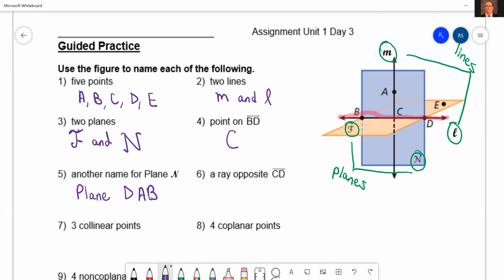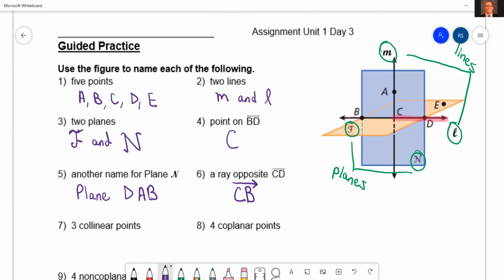Okay, so six, a ray opposite of CD. So let's figure out where CD is. CD is this one. We want to go the opposite direction, which means we've got to start at C. But to go the opposite direction, we'll go through B. And we'll put our one-sided arrow on top.